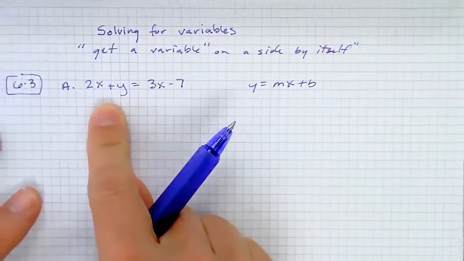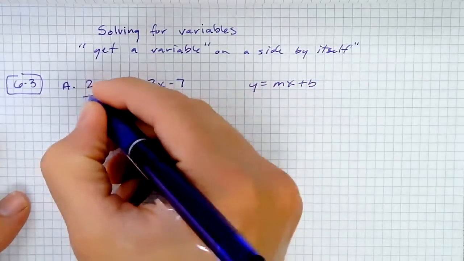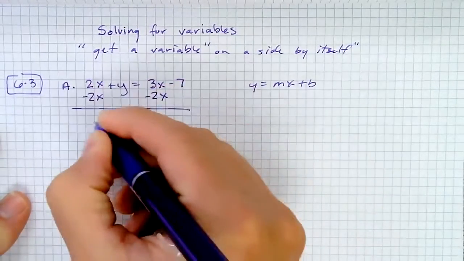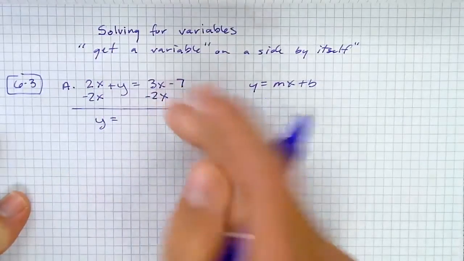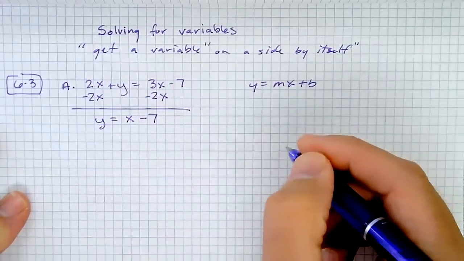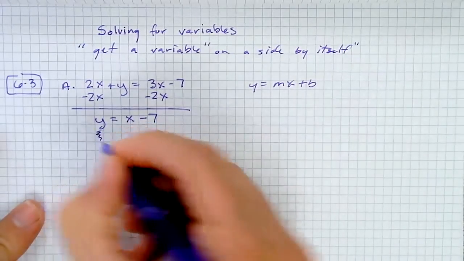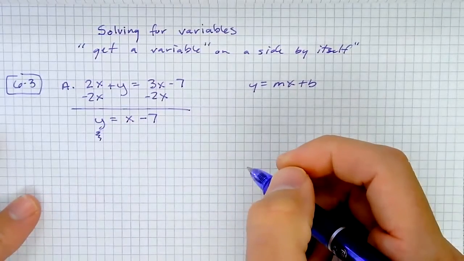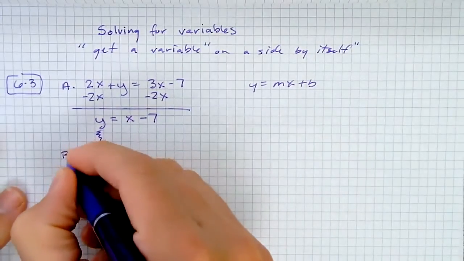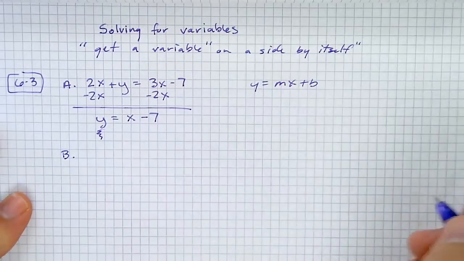Well, the only thing keeping it not by itself at the moment would be this 2x. So we got to move the 2x over. So now we have y equals 3x minus 2x would just be x. And now we have y equals x minus 7. So the y is on a side by itself, which is what we were looking for, and the rest of the equation on the right-hand side is x minus 7.